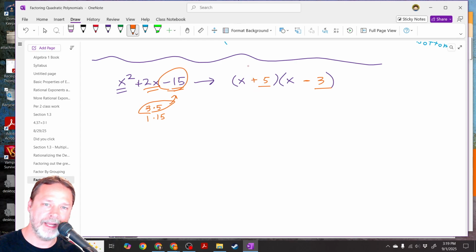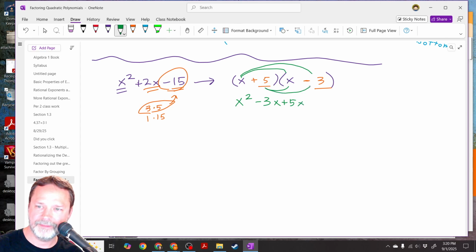So then I just try it. If it works, great. If it doesn't, I got to change something. So we multiply it out and see if it works. So this is my guess. I think I factored it, but to make sure, multiply it out and see if we get what we want. X times x, x squared, x times negative 3, negative 3x. 5 times x is 5x. 5 times negative 3, negative 15.